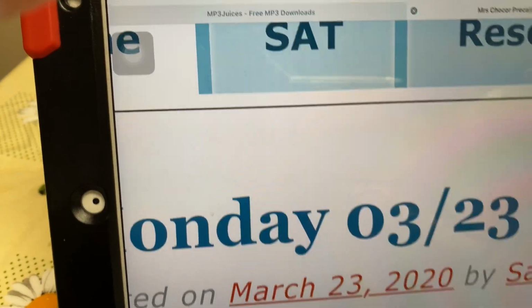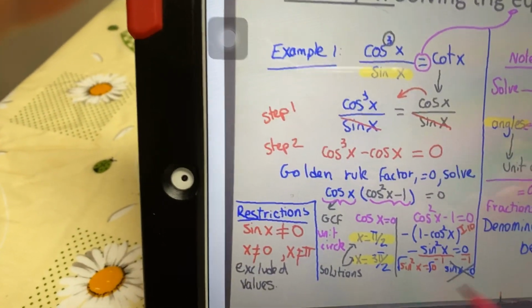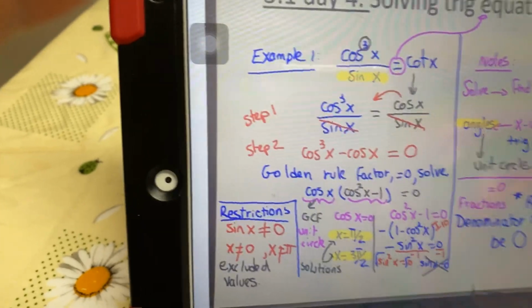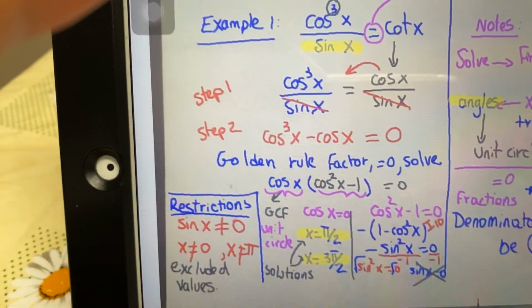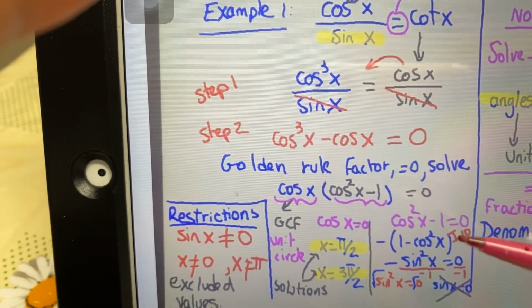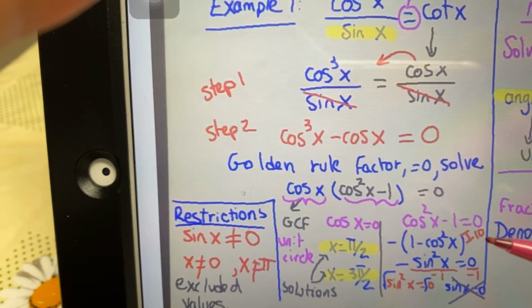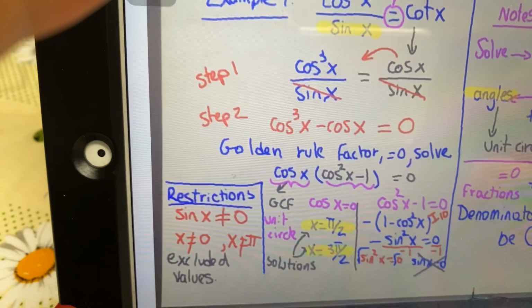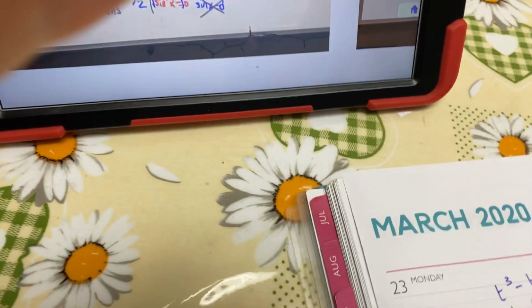And always we want to check and say, are those restricted values? No, they're not. So they are both acceptable. Cosine squared minus 1 equals 0. Now, I think I did an additional step just so you can see that it's identity 10. But what you could do is, let me show you right here.